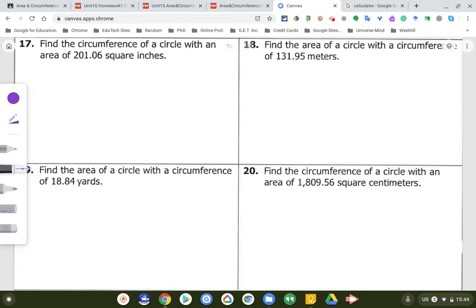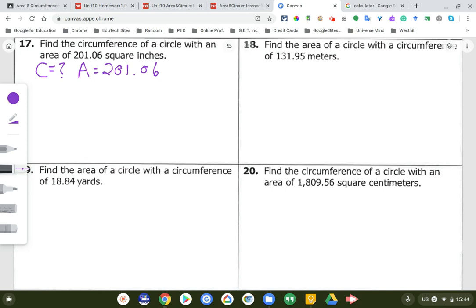Okay, so number 17 says, find the circumference of a circle with an area of 201.06 square inches. So now they give us the area and they want us to find the circumference. All right, cool. I think I'm going to stick with purple for now. So we need to know the circumference. We don't know what the circumference is, but the area of this is 201.06.